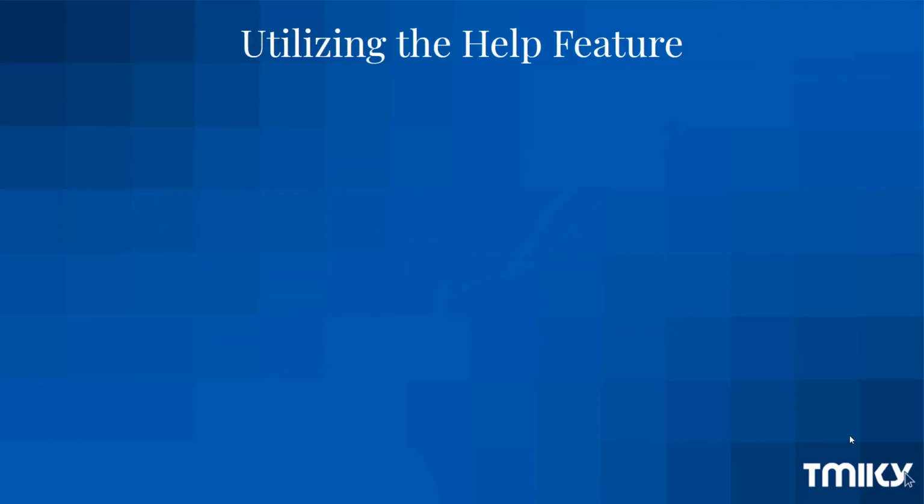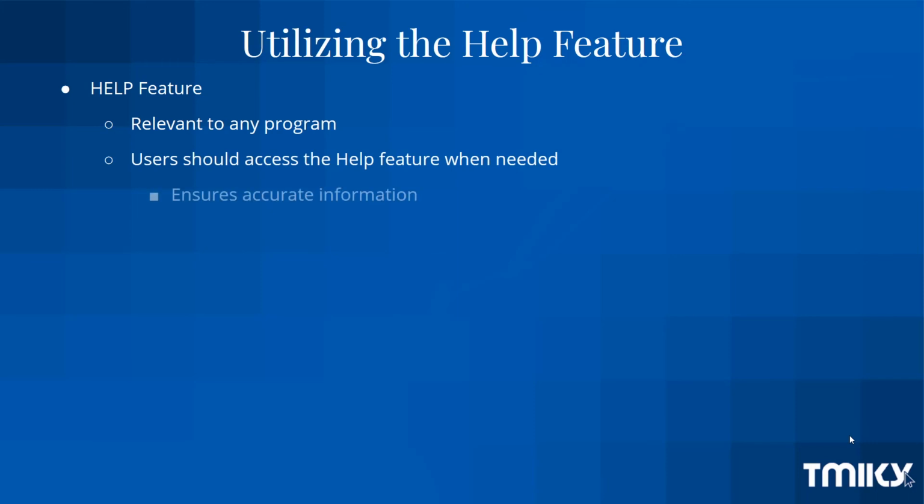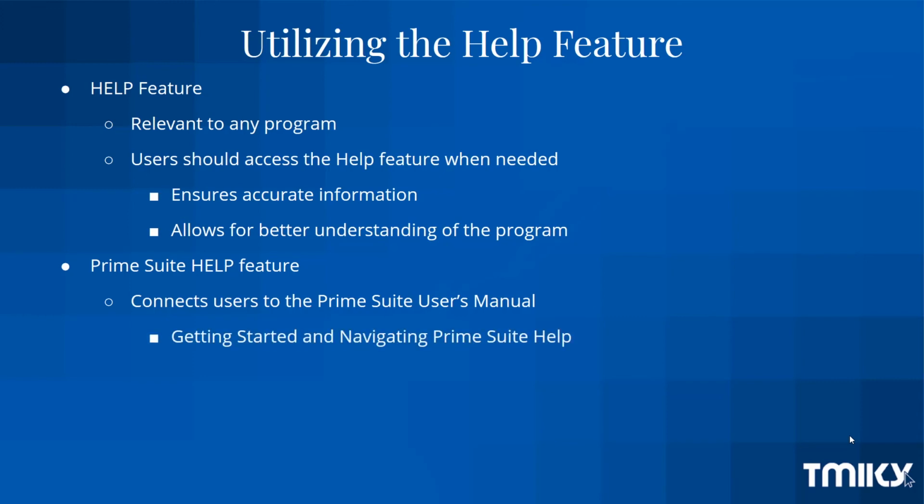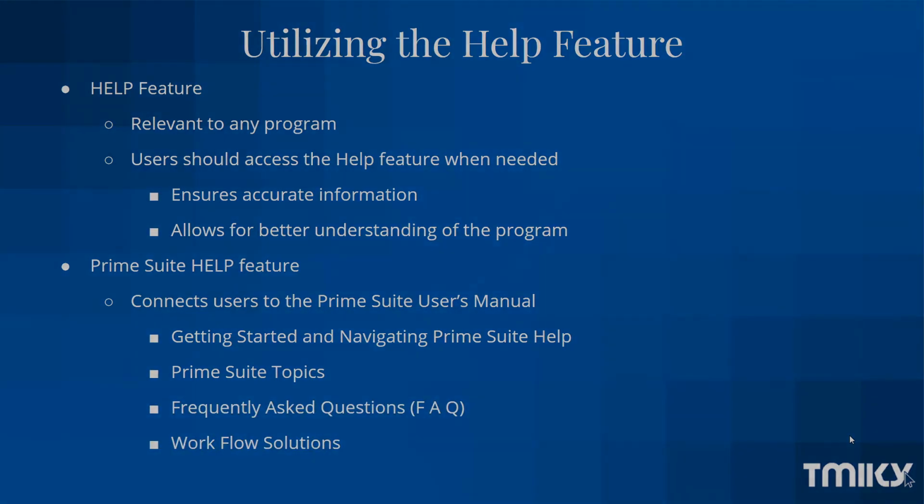Okay, and lastly, let's discuss utilizing the help feature. The help feature is a staple in any software computer program. Users should access the help feature when needed to ensure accurate information and allow for better understanding of the program. More specifically, the Prime Suite help feature helps connect users to the Prime Suite User's Manual. It includes information on getting started and navigating Prime Suite. In addition to that, it also offers Prime Suite topics, frequently asked questions, and workflow solutions. That concludes today's lesson. If you have any questions, feel free to reach out to your instructor.